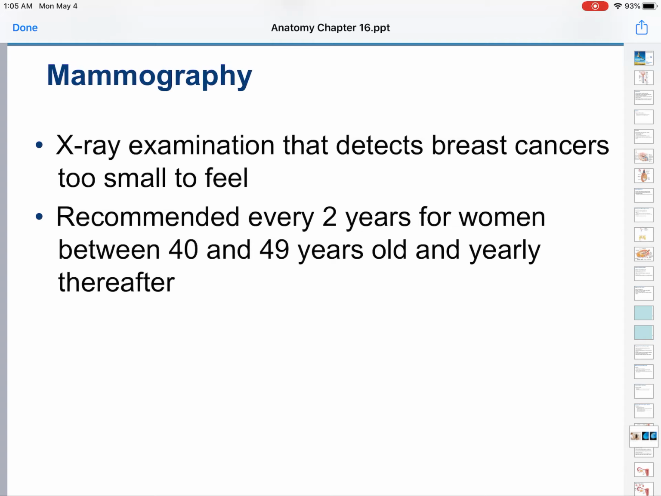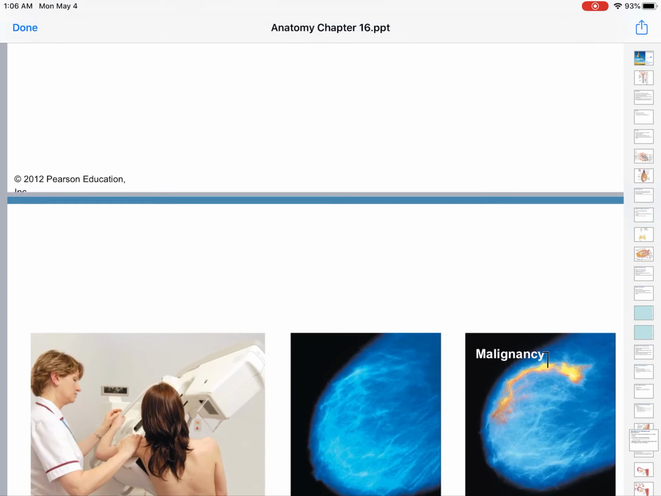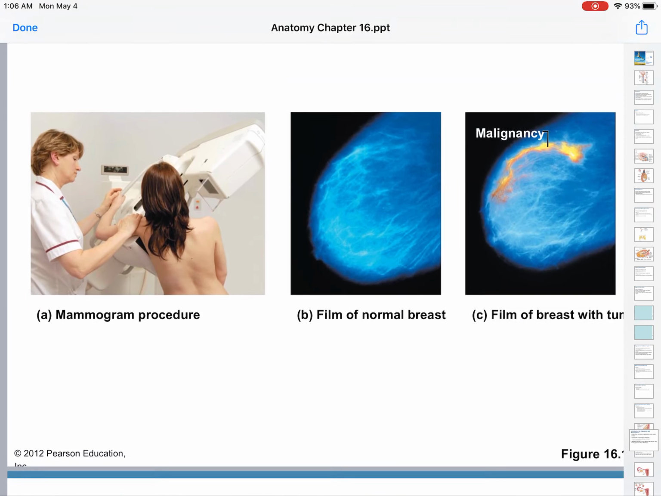It is recommended every 2 years for women between 40 and 50. And once you hit 50, you should probably get it every year after that, especially if your family has had a history of breast cancer among all the family members.